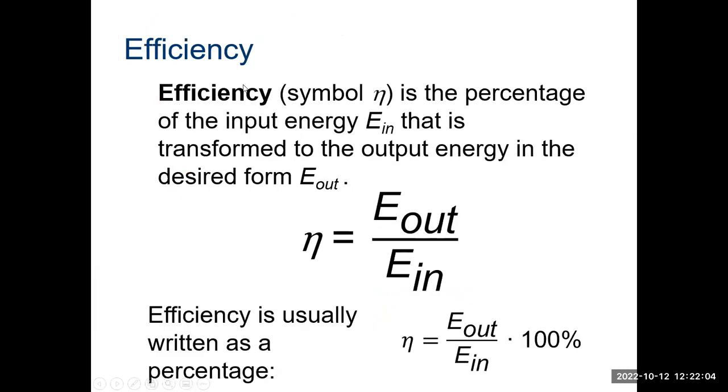Okay, let's talk about efficiency. Just like simple machines measure efficiency, we also do that in work, energy, and power. Efficiency is the percentage of input energy that is formed into output energy in the desired form. Efficiency is usually written as a percentage. Let's talk more about that.